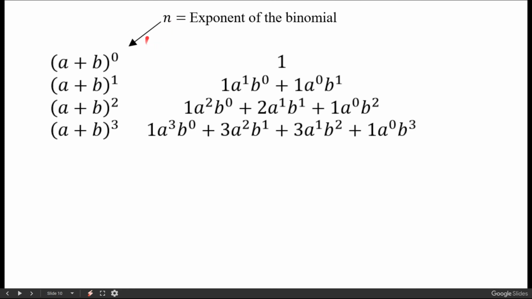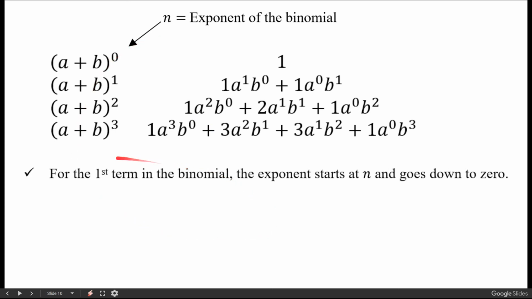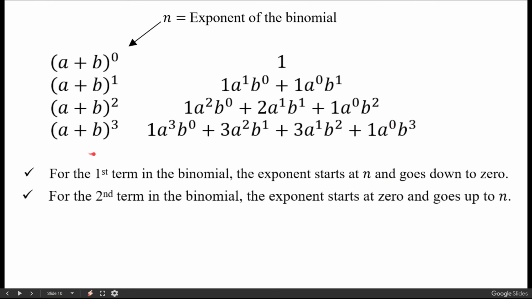I just want you to notice that I am going to call n the exponent of the binomial. We're going to see what happens in each term to all the exponents based on what n is. The first thing we notice is that for the first term in the binomial, the exponent starts at n and goes down to 0. So if n is 3, the first term starts at 3 and goes down to 0. The next thing we notice is the second term of the binomial, in this case b, starts at 0 and goes up to n. So in this case, 0, 1, 2, and 3.